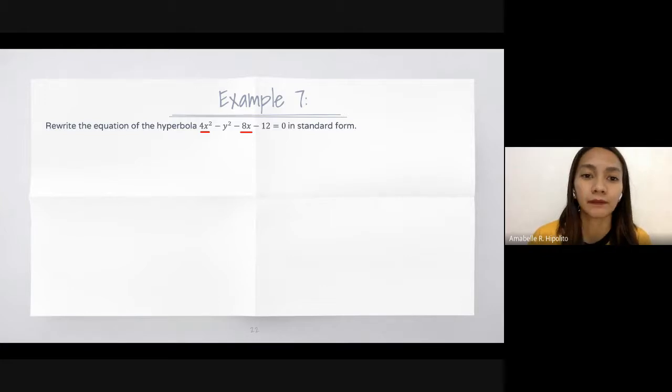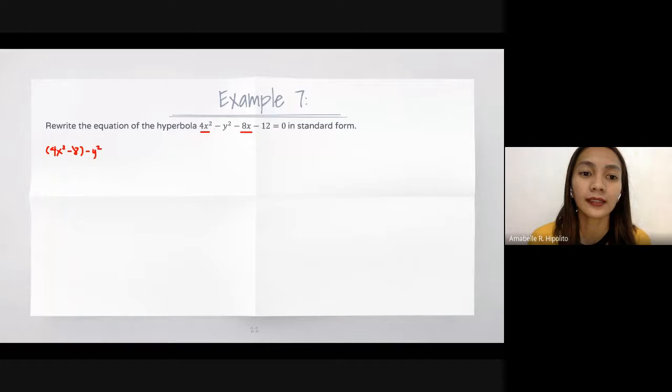So, let's try. So, since dalawa yung may x variable, we have 4x squared minus 8x. And then, minus, since isa lang yung y squared, just copy it, minus y squared. And then, transpose negative 12. Okay? Ita-transpose lang natin yung negative 12. So, magiging siyang positive 12.